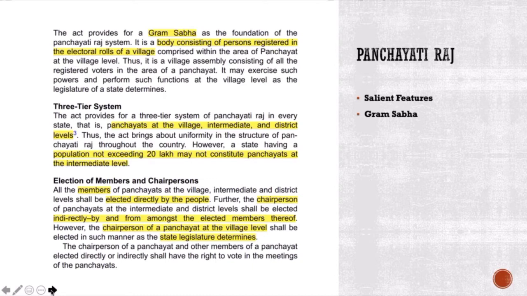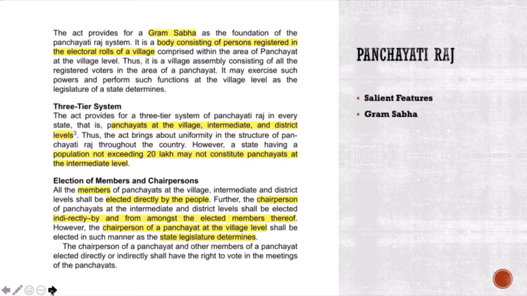Meaning any adult staying in that particular place, or whose native place it is, and is 18 plus years, is going to be part of the Gram Sabha. So this becomes the village assembly, consisting of the registered voters in the area of a panchayat. Now they get to elect representatives from that level. Now again, it is a 3-tier system for the most part.